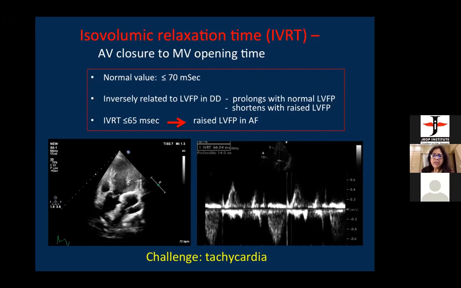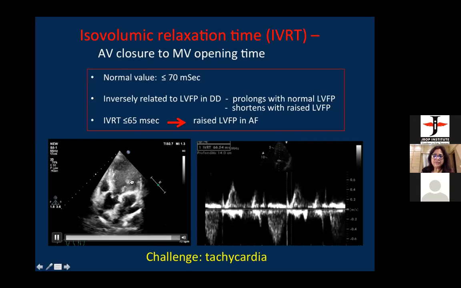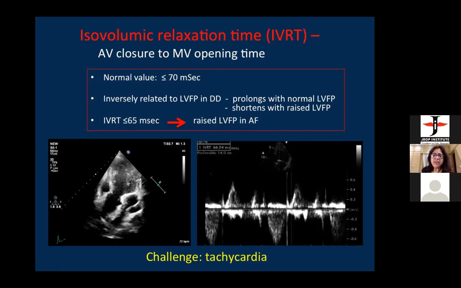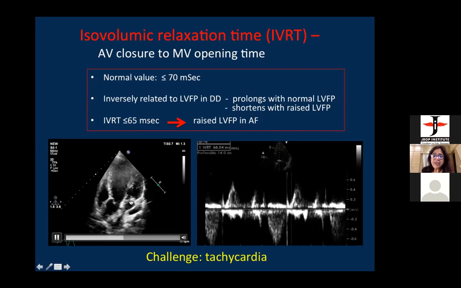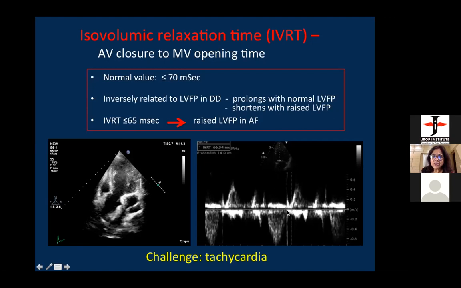The LV will take a longer time for its pressure to fall below the LA pressure. Because of impaired relaxation, LV pressure fall is slow. So mitral valve opening is delayed in grade 1 diastolic dysfunction. That will prolong the isovolumic relaxation time, won't it? So, impaired relaxation pattern, you have understood?